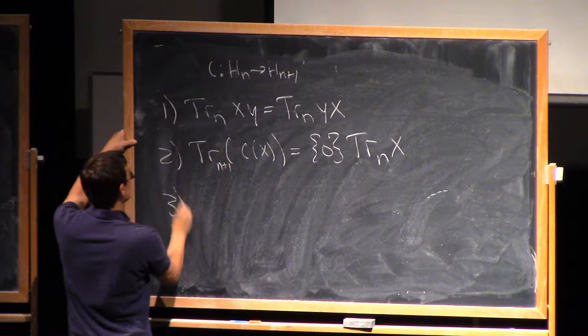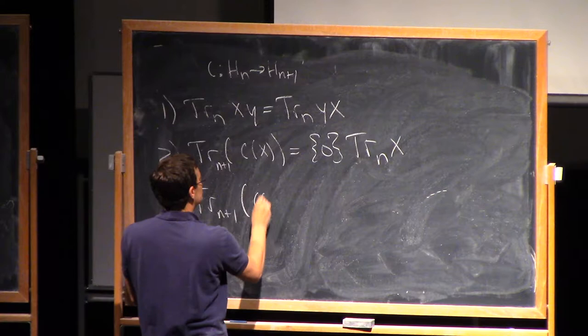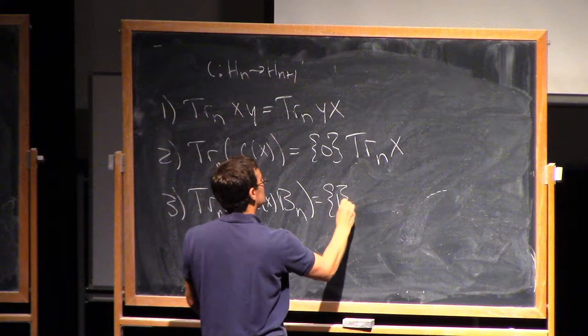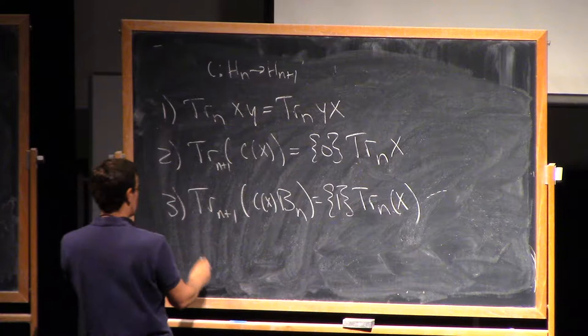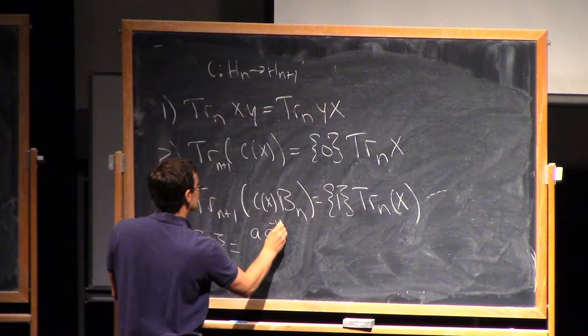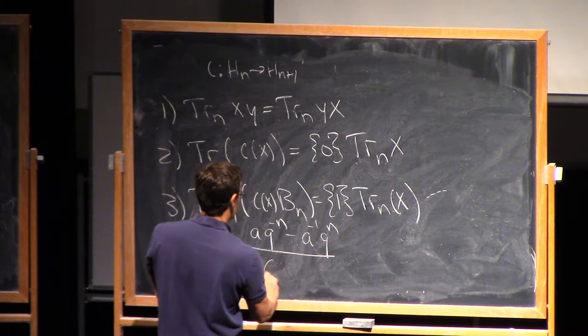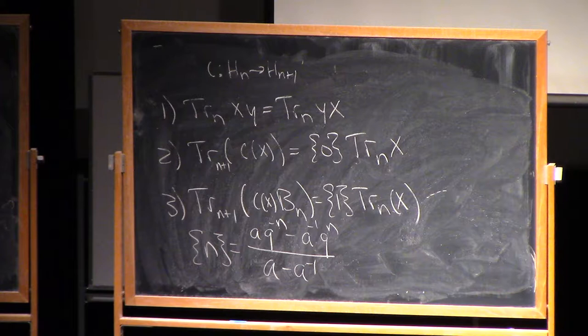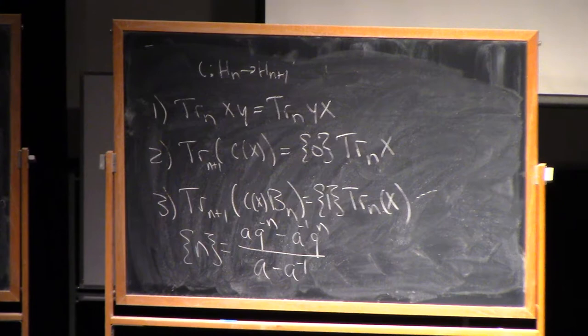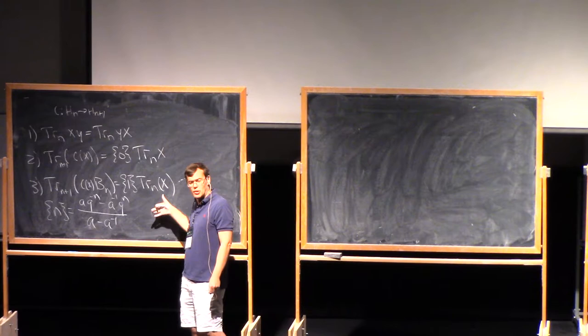And three is that the trace on n+1 of iota of X times B_n is squiggly one times TR_n of X, where squiggly n is (a q^(-n) minus a^(-1) q^n) over (a minus a^(-1)). The construction of these traces basically just relies on taking some standard tricks in the representation theory of S_n and applying them to the Hecke algebra.